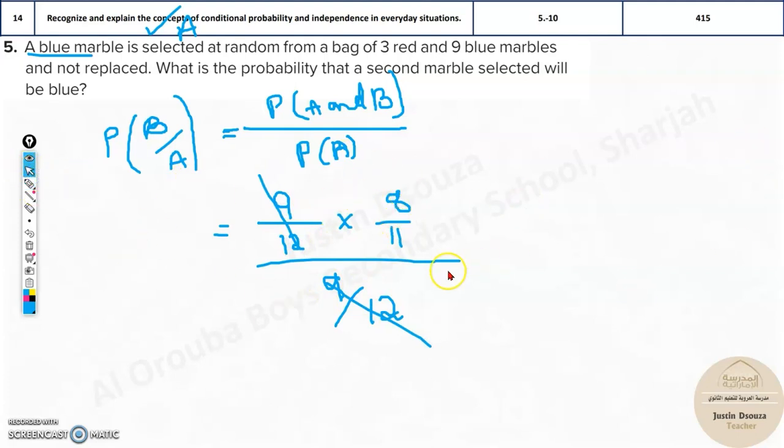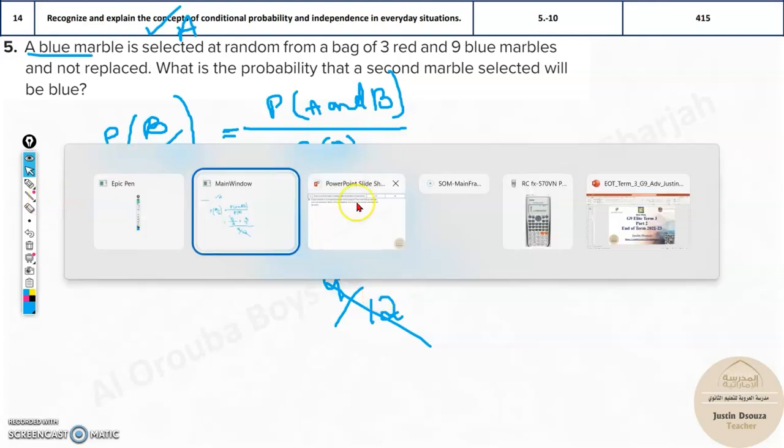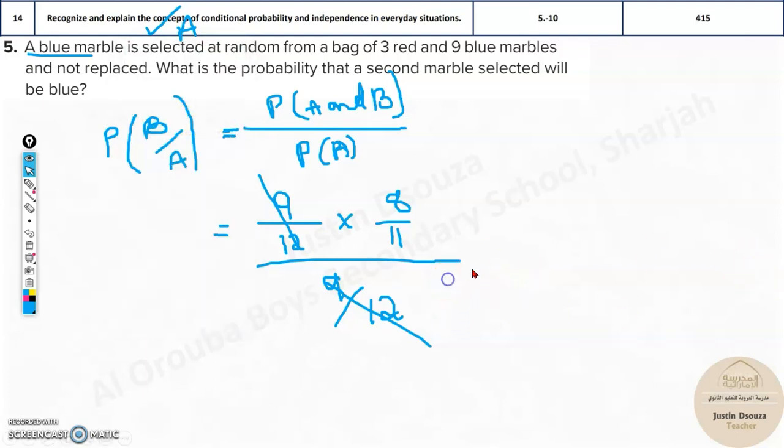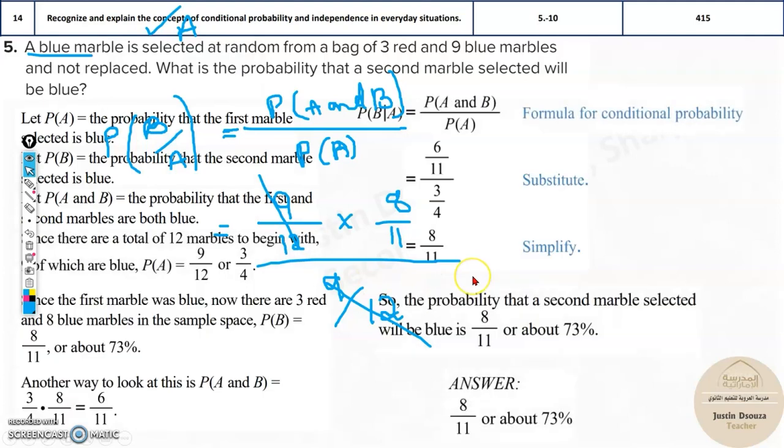Or you can simplify each of them individually and solve it. It's up to you. The answer is 8 by 11, so you can just write 8 by 11. Answer would be 8 by 11, or 0.727, 72.7%, almost 73%. Let's just check the answer. Yes, it's 73%, or 8 by 11.